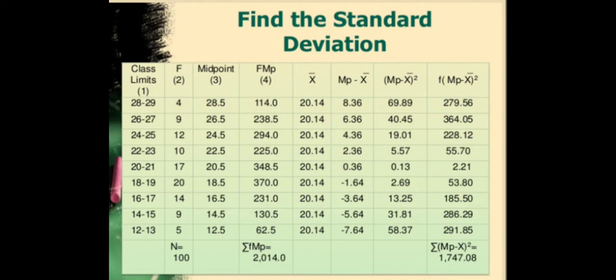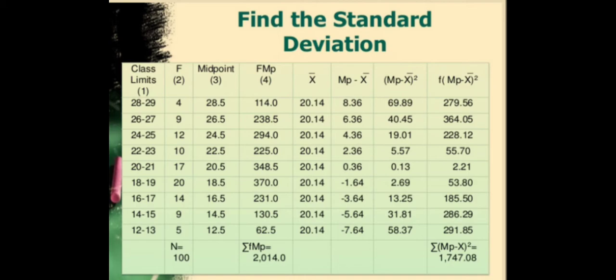Then we have to take square of this, MP minus x bar whole square. 8.36 whole square is equal to 69.89. The whole square of 6.36 is equal to 40.45, and so on. After that we have to multiply f into MP minus x bar whole square. F is frequency, 4 into 69.89, that means 4 of column 2 multiplied with 69.89. Then 9 with 40.45, and so on.